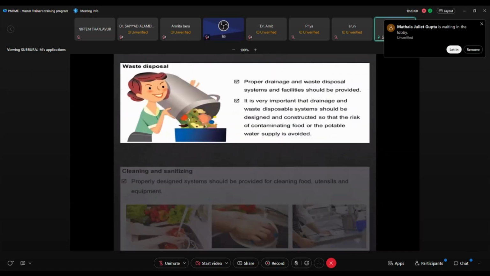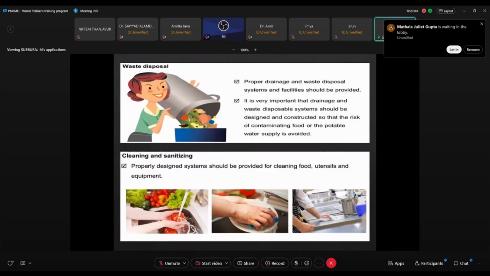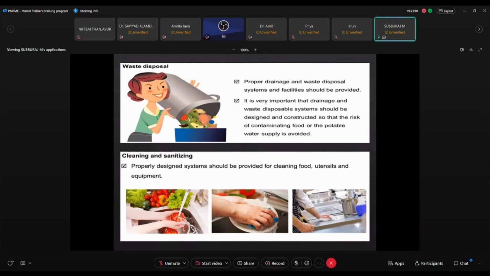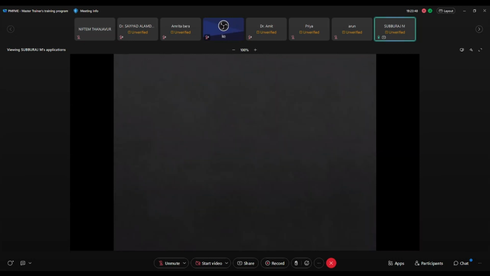So waste disposal, I already told, should be done in the proper way. It should never come back into our system. It should always be away from the system. Proper drainage and waste disposal system and facility should be provided. Drainage should be designed accordingly, and waste should be clearly removed from the area. It shouldn't contaminate the water supply also. Cleaning and sanitation: a properly designed system should be provided for cleaning utensils, food and other equipment. It should be neat and clean. The area shouldn't be damaged, or accumulate any microorganisms. That should be very clear.